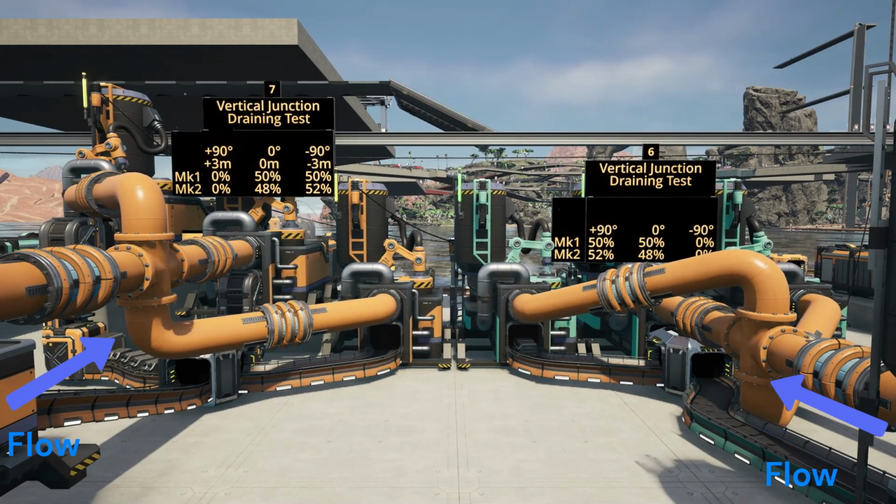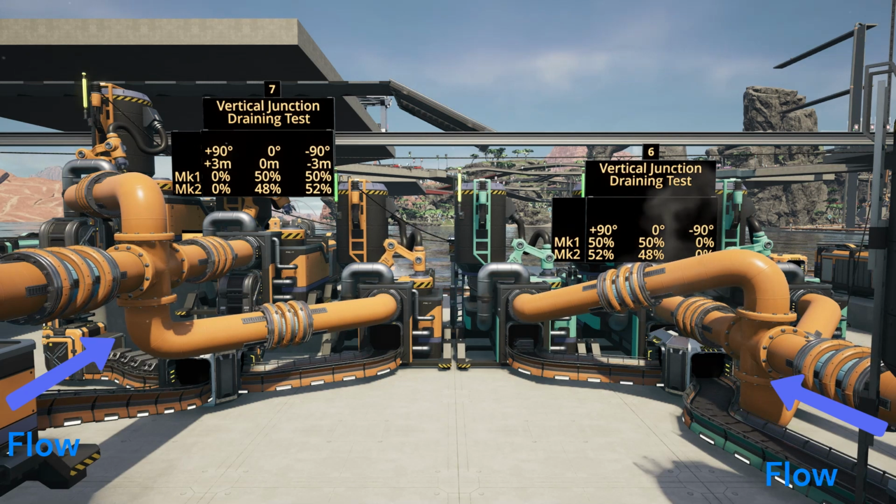The tests get weird again when you tilt the junction, but it sheds some light on how junctions are programmed. The junction does not check the node height of the attached pipe and relies on the programming of the pipes to dictate the flow. This is why the top pipe on test 6 receives so much flow.